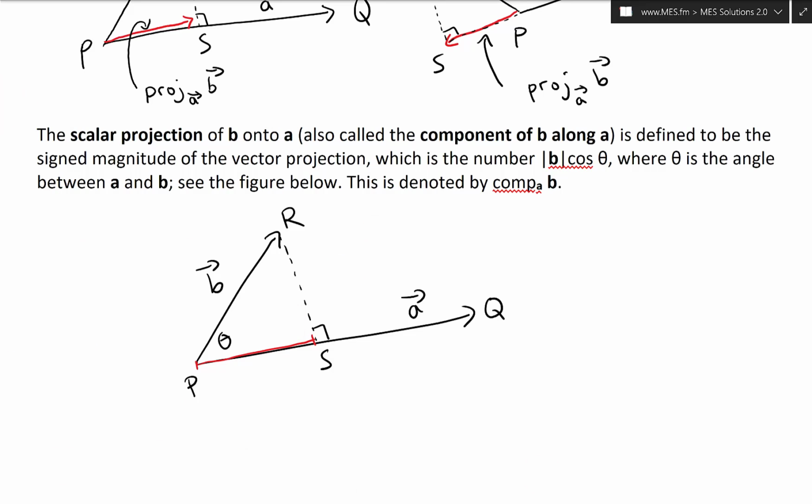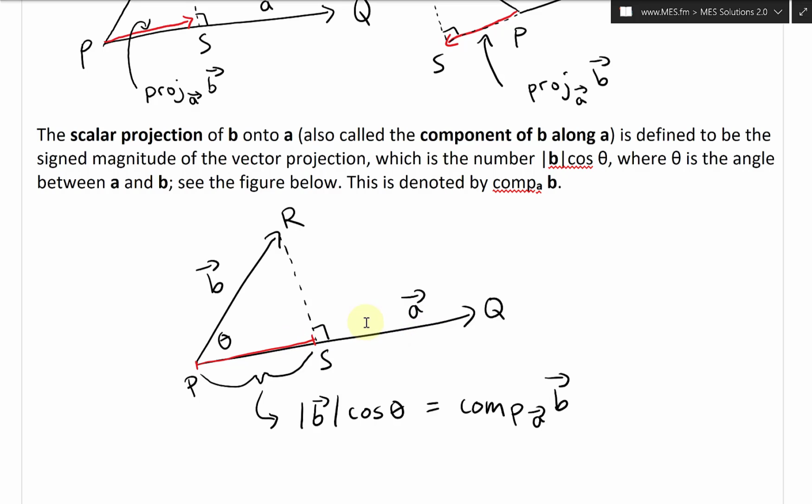So what we'll have here now is this right here. I'll put it like this. And this is the length of the B. So that's the hypotenuse, and there's just going to be cosine again, like always. Cosine theta, and you can write this as comp, denoted by comp subscript A of the vector B. So the component of B along A.